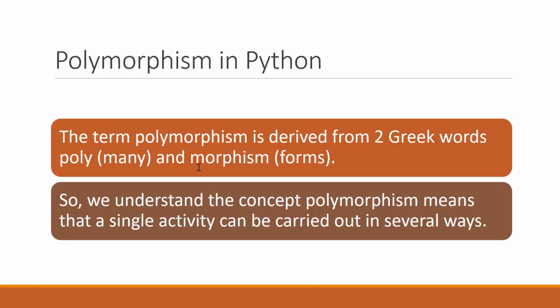Now let's move forward and understand the concept of polymorphism. So polymorphism is another important concept related to object-oriented programming. The term polymorphism is derived from two Greek words, poly, which means many, and morphism, which means forms. So we understand that polymorphism means that a single activity can be carried out in several ways. Polymorphism in Python enables us to define methods in the child class with the same name as those derived from their parent class.